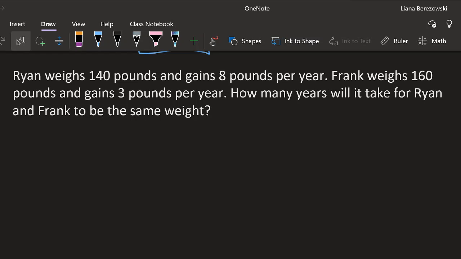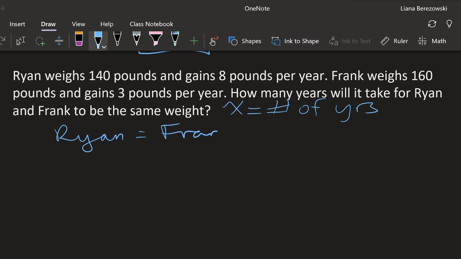Okay, so our variable is always going to represent the thing that we don't know. So the thing that we don't know is how many years it's going to take for Ryan and Frank to weigh the same. So X is going to be number of years. Okay, we're comparing two things. So one side of our equation is going to represent Ryan's situation, and then the other side is going to represent Frank's. So let's look at Ryan.